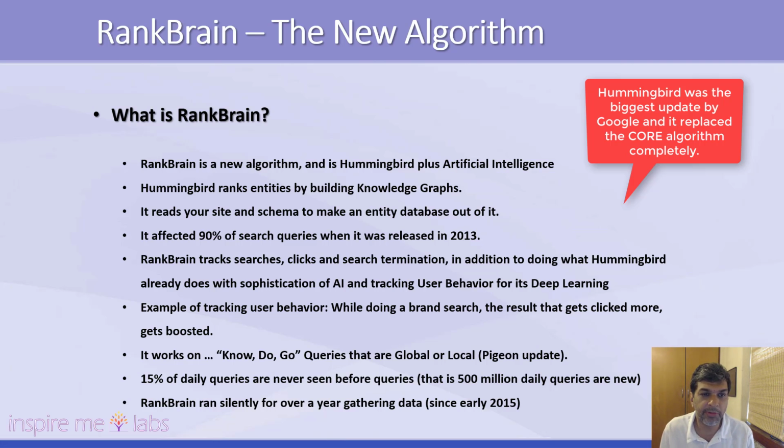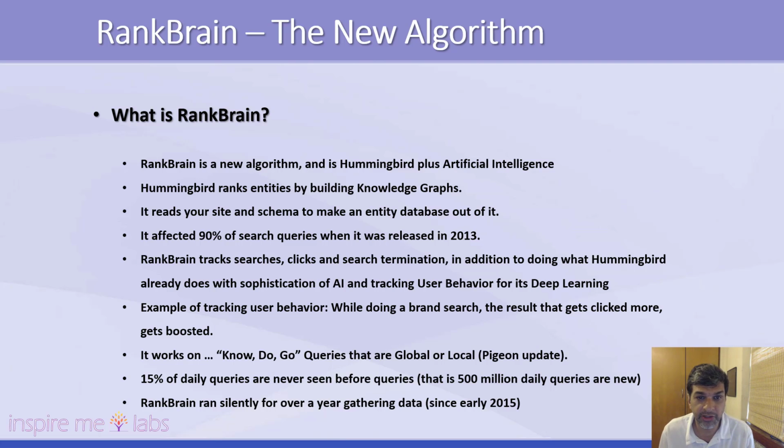As more and more signals come in from different areas, it starts making a work of art out of the site. It reads your site. It looks at all the schema tags. It looks at various other social signals and backlinks and everything, and it makes a database out of it. Hummingbird affected 90% of search queries when it was released.